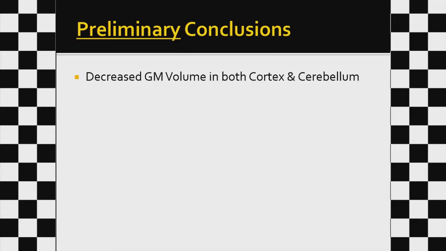Just to summarize, though, what we found thus far, preliminary findings, we see this decreased gray matter volume in both cortex, primarily posterior, in sort of the visual processing and attentional areas, and also cerebellum, which we think about as motor learning. But this is such small samples, right? We've got 20 people, that's almost nothing.